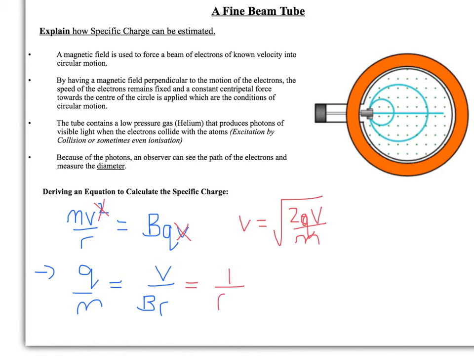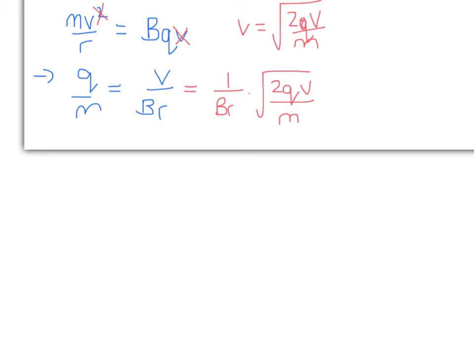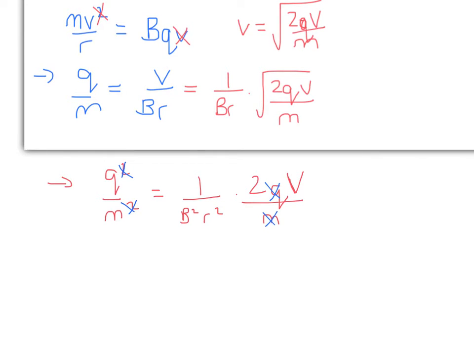So we've got 1 over Br times the square root of 2qV over m. We're going to square both sides to try and get rid of this square root and see what we get left over. If we square both sides at this point, we get q over m, both squared, is equal to 1 over B squared r squared times 2qV, and remembering this is the potential difference, it's not a little v, over m. Again, let's do some cancellation, so we can get rid of that one, we can get rid of the squared there as well, and what we get left over with is this expression here.